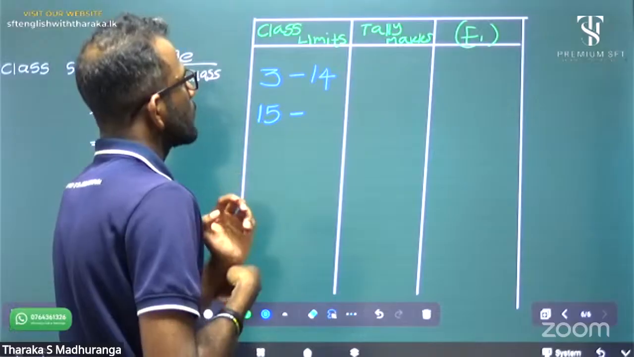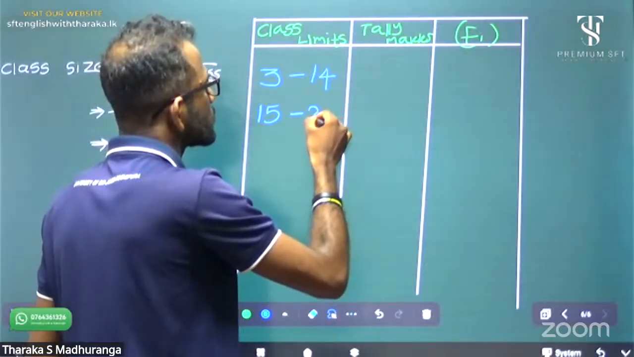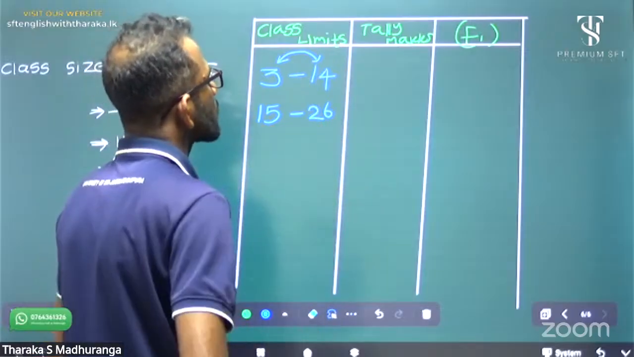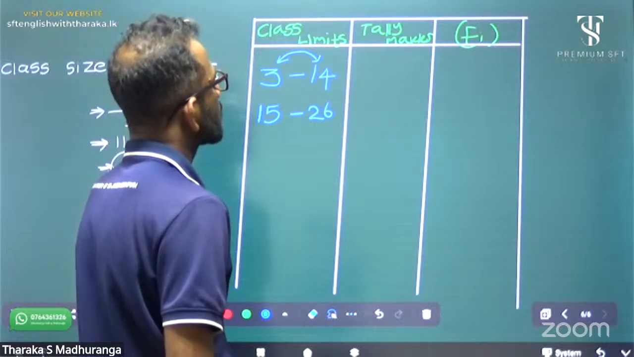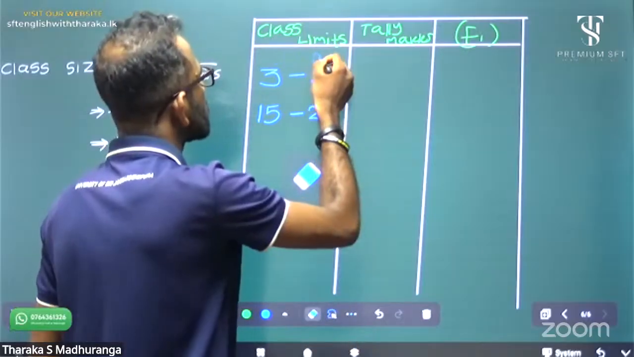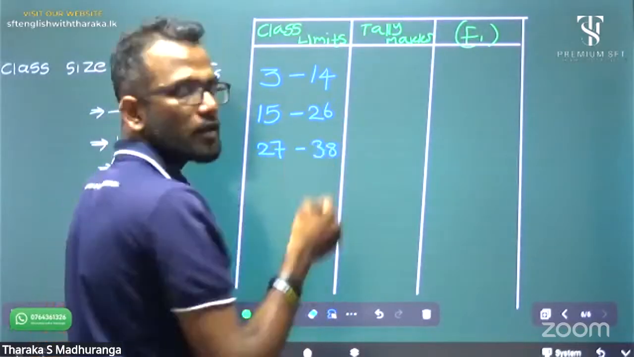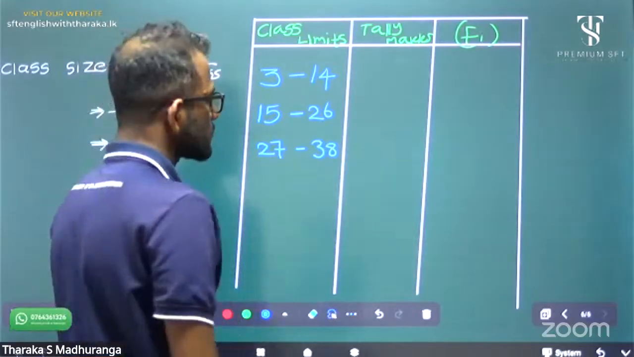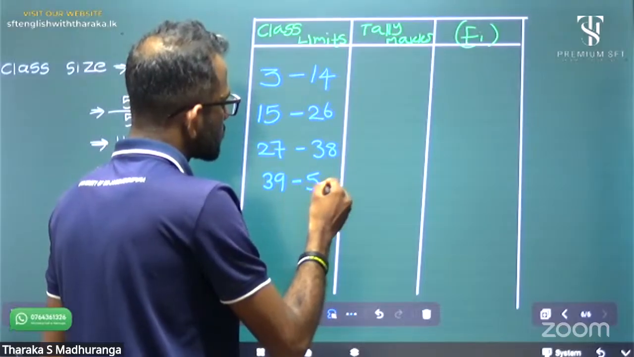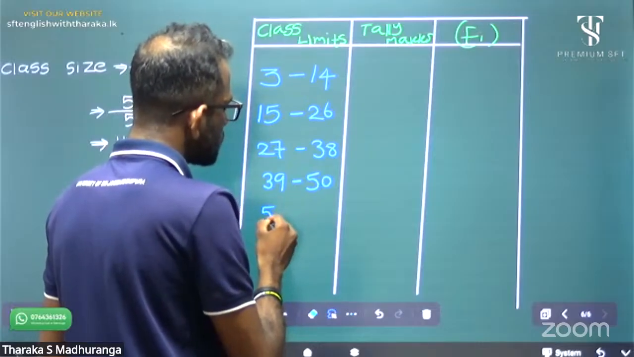Then 15, if you add 27, you are wrong. We have to add 26. It's right if we take the gap here. What's the gap? The actual gap is 11. Then you can add values with an 11 gap. 15, 26, 27, 38. 11 gap. But class size 12. 39, 50, 51.